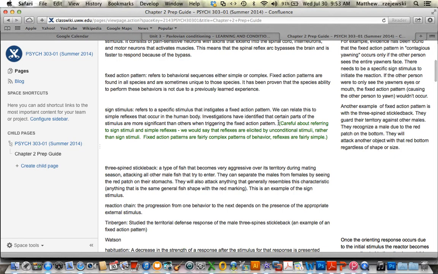I've been writing, for example, you can see right here, I wrote a little comment and I put it in green for the sign stimulus. And the sign stimulus is basically the stimulus that starts the fixed action pattern. It instigates the fixed action pattern, which is a perfect definition.